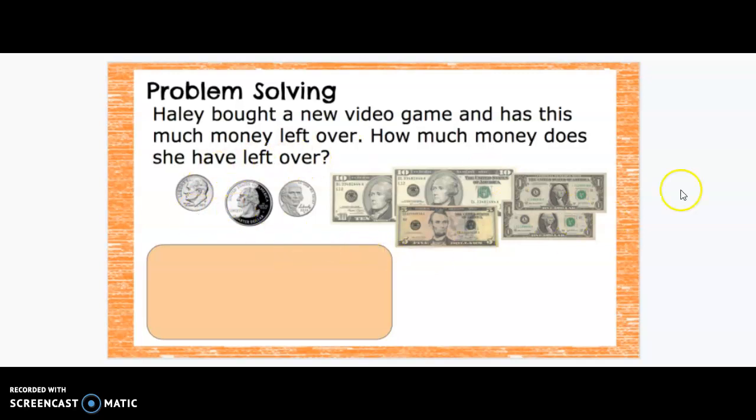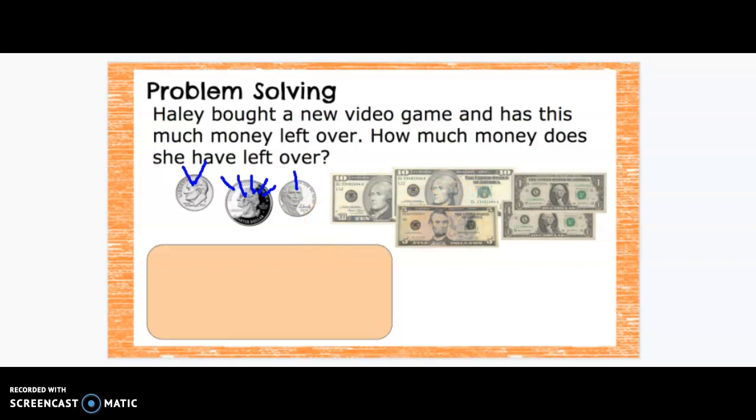We have some coins and we have some bills. So what I'm going to do to help make sure that I count correctly, I'm going to put my little hairs on my money first. That's 2 for a dime, 5 for a quarter, and 1 for a nickel.